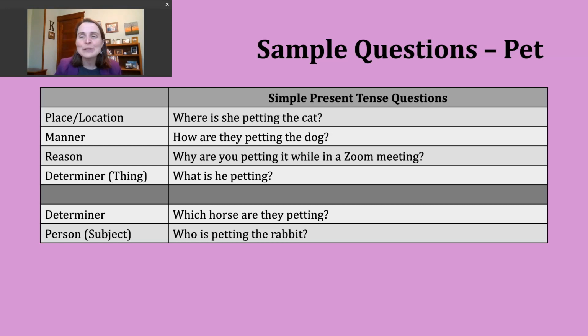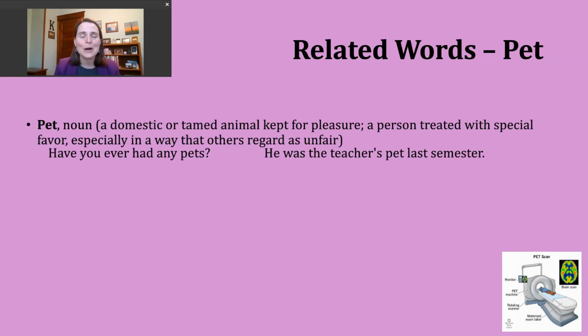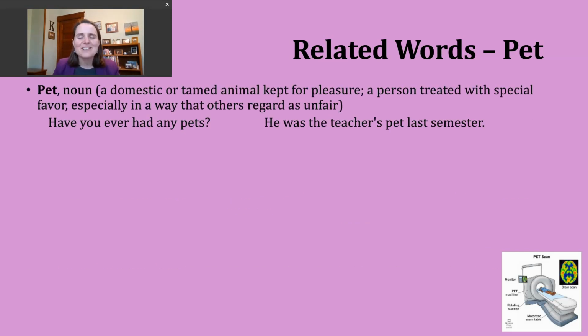Now let's spend a moment looking at some words that are related to our verb pet. And the first word we're going to talk about today is the noun form of the word. When many people use the noun pet, they're talking about a domestic or a tamed animal that someone keeps. Could be inside their home, might be outside, but it's being kept for companionship, for pleasure, for fun. An example of this might be, have you ever had any pets? Right? This could be things like fish, birds, cats, dogs. Those are some common ones, but they can be other animals. If you've had a pet, I really would love for you to share in the comments section here.